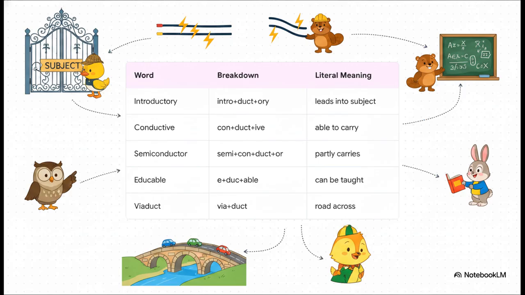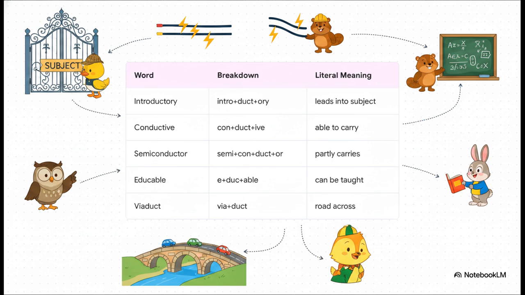Just look at how easily you can decode highly complex words now. Introductory breaks down into intro, duct, and ory, meaning something that leads you into a subject. Conductive uses con, duct, and ive, able to carry or lead. You can even decode heavy science terms like semiconductor. Semi means half, con means together, duct means lead, and or means thing. Put it together, it partly carries electricity. Educable uses DUC and able, capable of being taught. And viaduct combines via and duct to carry a road across an obstacle.